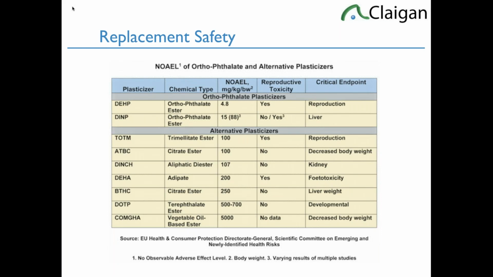Totem is about 20 times better, but Totem creates the same problem, whether because it metabolizes a little bit into the same dangerous thing or because it always has residual DHP, which does the metabolization into the dangerous form. But it is 20 times safer. And ignore the citrates for a moment. DINCH is again also 20 times safer, but it's got some challenges. The adipates are 40 times safer.